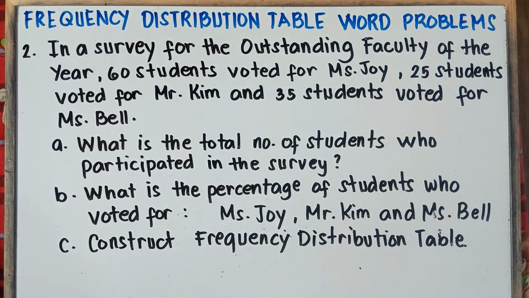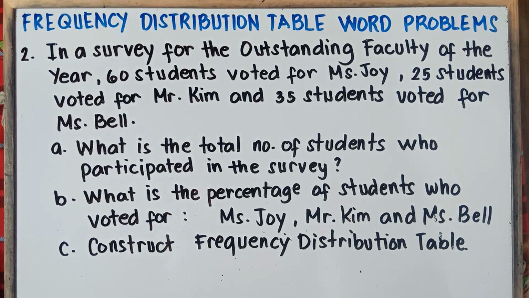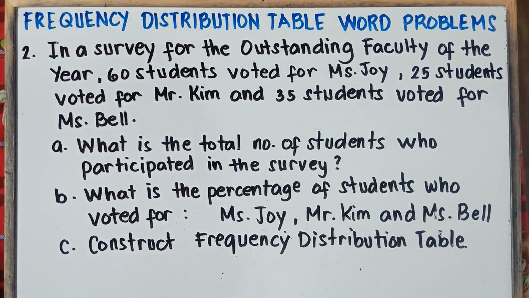Alright, so in this part 2 class, the question: in a survey for the outstanding faculty of the year, 60 students voted for Miss Joy, 25 students voted for Mr. Kim, and 35 students voted for Miss Bell. Question letter A, what is the total number of students who participated in the survey? Letter B, what is the percentage of students who voted for Miss Joy, Mr. Kim, and Miss Bell? And for letter C, construct a frequency distribution table.